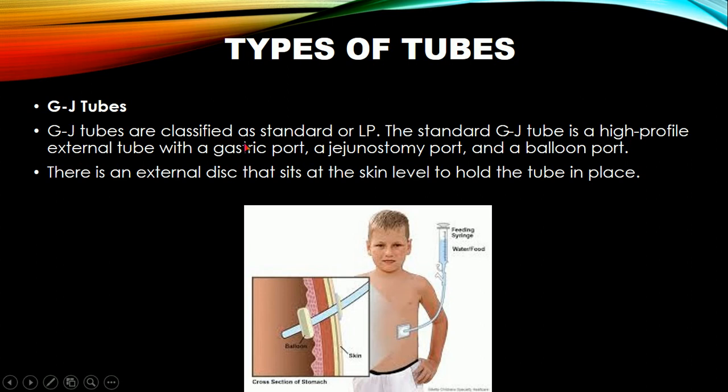Now gastrojejunostomy tube. Gastrojejunostomy tubes are classified as standard or low profile. Okay. So the standard GJ tube, that is gastrojejunostomy, is high profile. What is the standard one? It is a high profile external tube. What does it have? It has a gastric port which ends up in the stomach, a jejunostomy port which ends up in the jejunum, and a balloon port. So these are the three parts in a standard gastrojejunostomy tube. One ending at the stomach, one ending at the jejunum, and third is the balloon port. And there is an external disc which sits at the skin level and holds the tube in place.